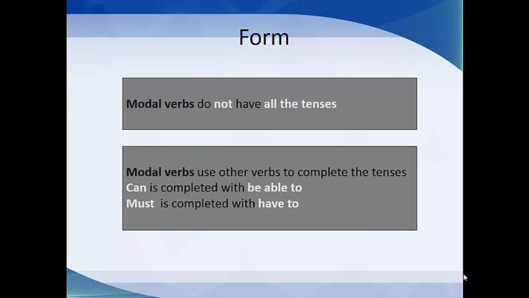Modal verbs don't have all the tenses. Modal verbs use other verbs to complete the tenses. For example, can is completed with be able to. Must is completed with have to.